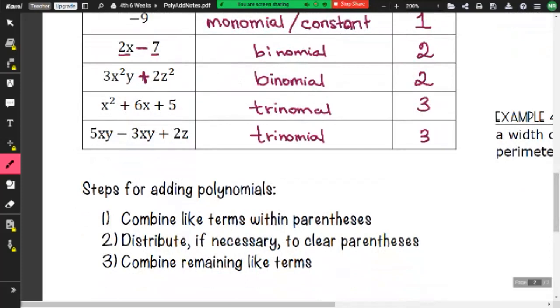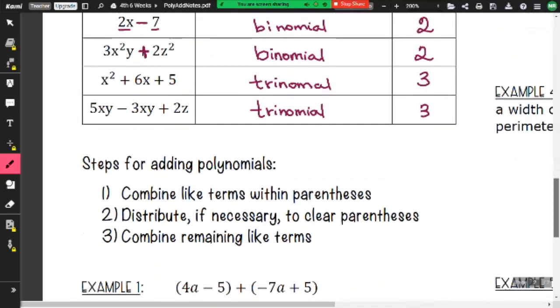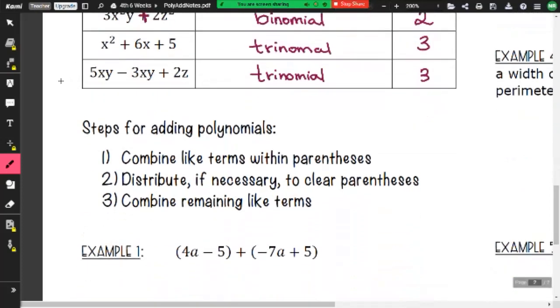Okay, trinomial. Now, this set of rules, this 1, 2, 3 here, I don't exactly agree with it. I don't like this first one, so we're gonna get rid of it. And this is actually only 2 steps, okay? The first step when you're adding or subtracting these polynomials, 2 binomials, 2 trinomials, whatever it is, a binomial with a trinomial, first step is going to be to distribute.